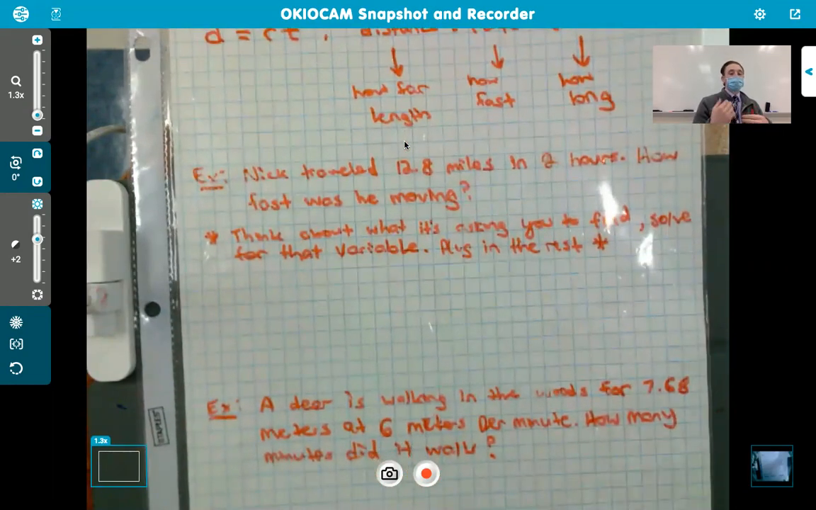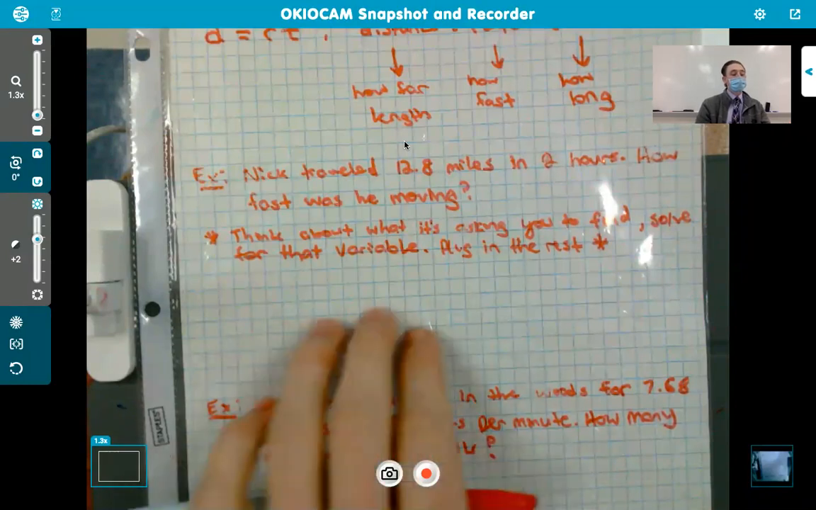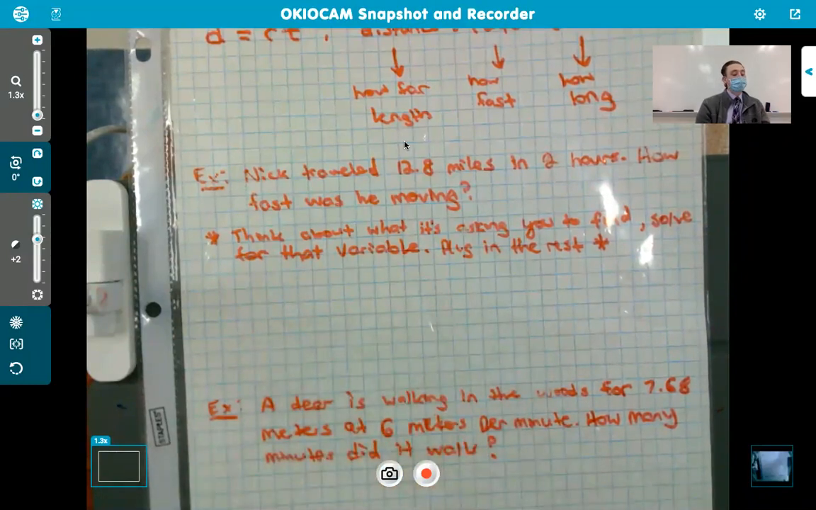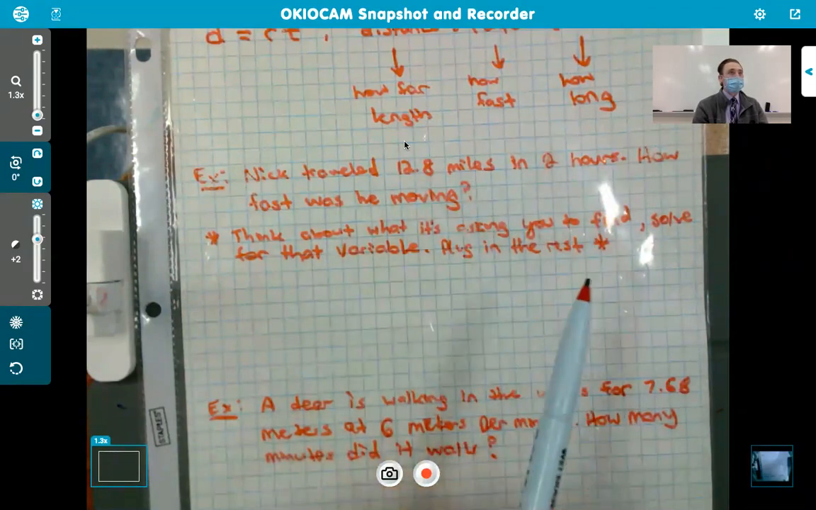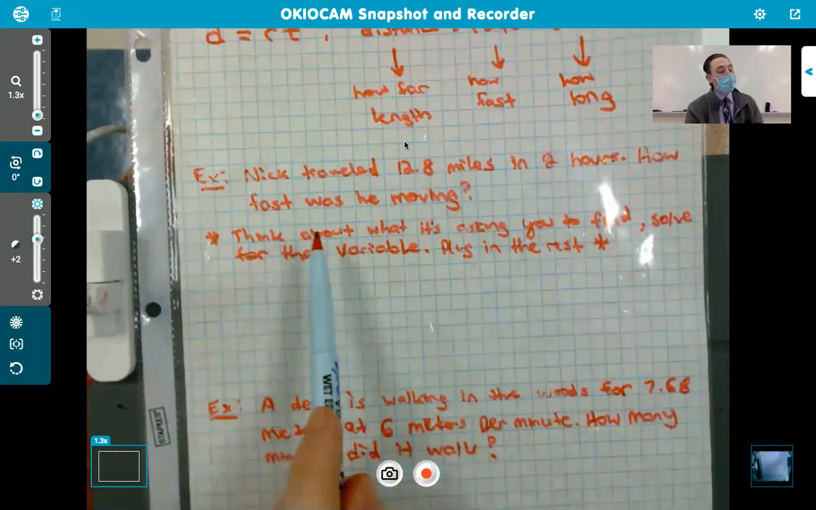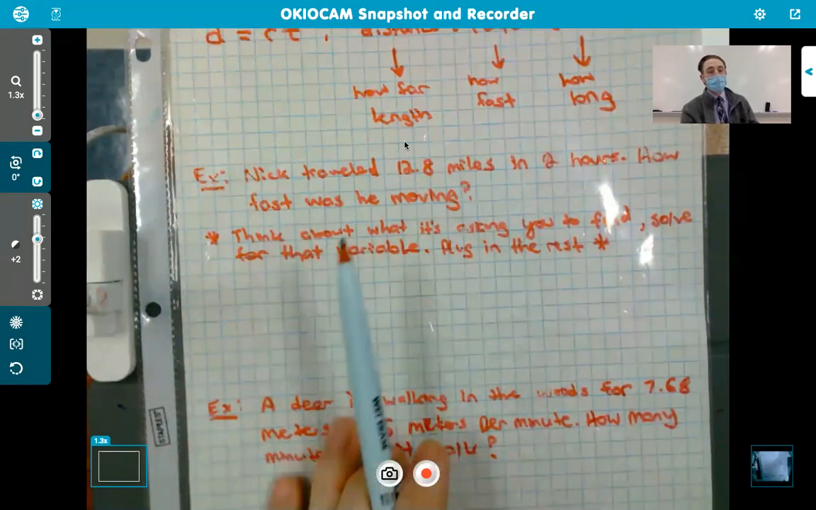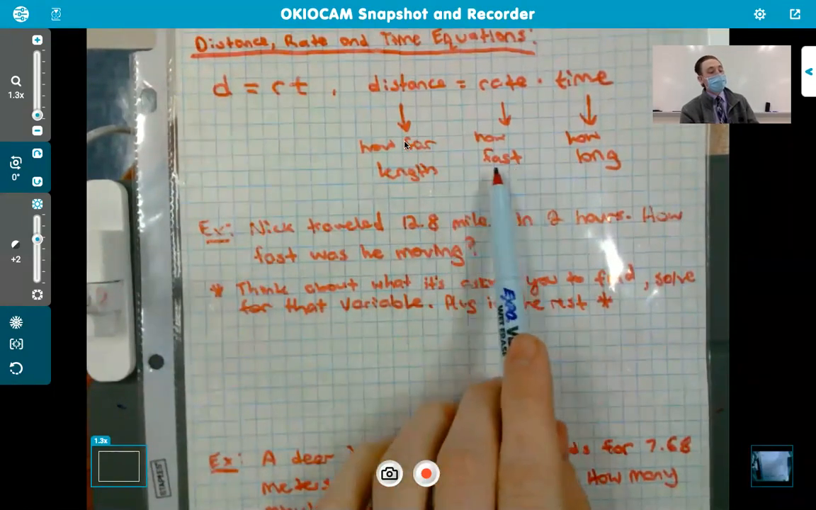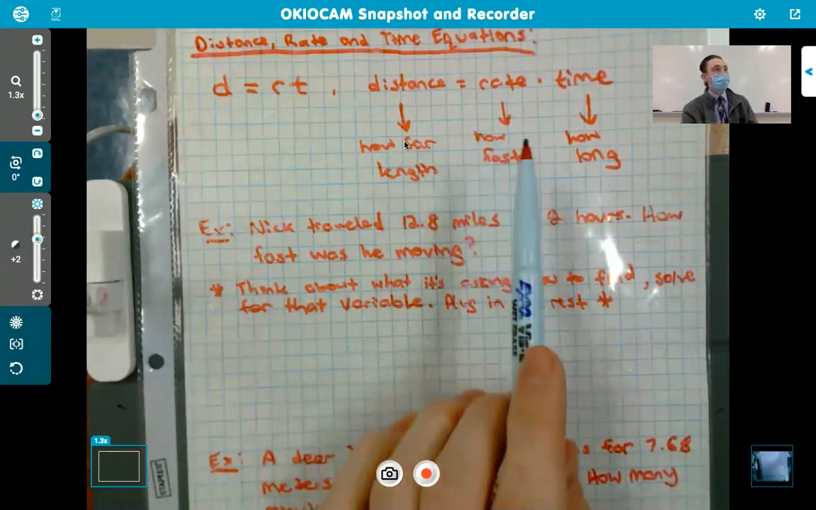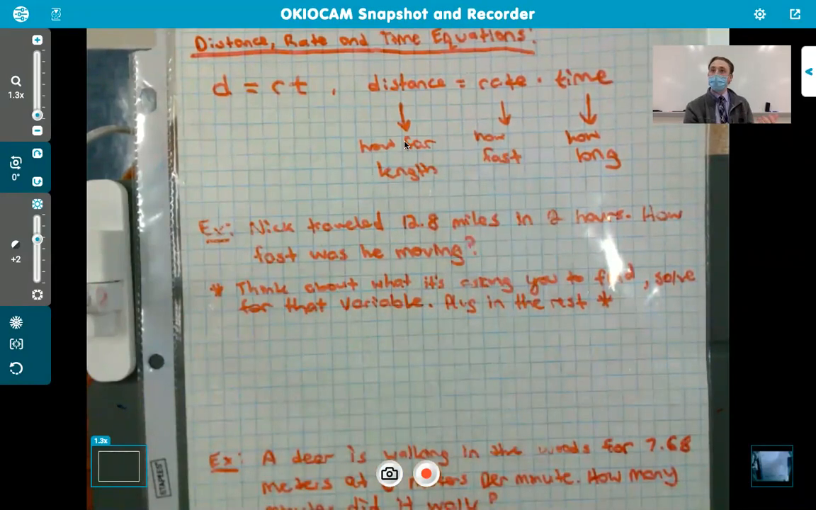So the first example, Nick traveled 12.8 miles in 2 hours. How fast was he moving? So the big note that's being made there underneath is we need to think about what it's asking us to find, right? And we're going to use some of that language from above to see what we're finding. So how fast was he moving? If we're thinking about solving for how fast something moves, that means we're solving for the rate. So that's our unknown value right now.